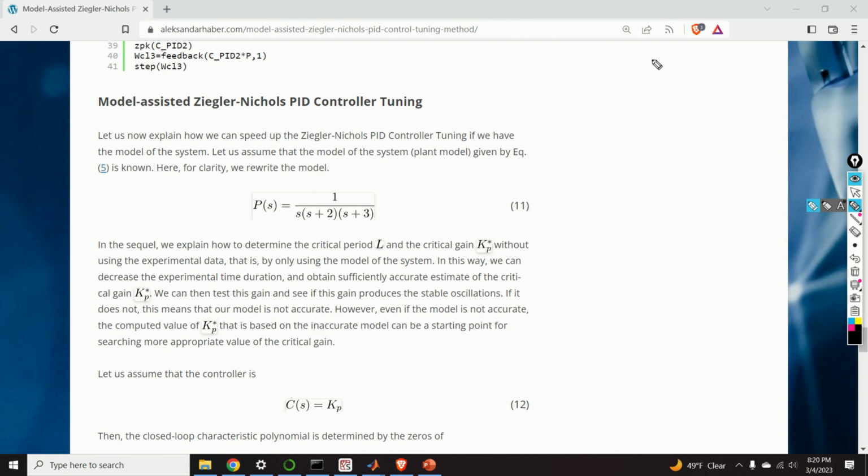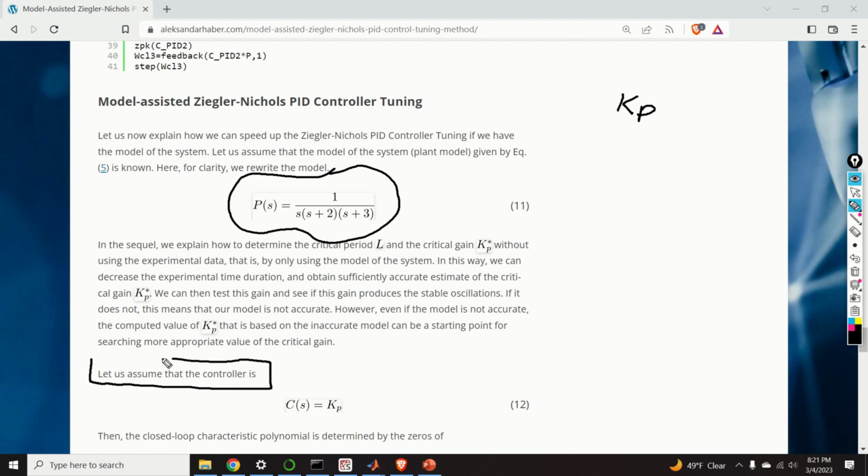Okay, so to summarize, I explained how to apply the Ziegler Nichols method. To apply this method, you don't need to have a model of the plant. Now, how can we improve this design procedure by including the model of the plant? Well, the idea is to find the gain, Kp, that will produce stable oscillations on the basis of the model of the system. Now, let's see how to do that.